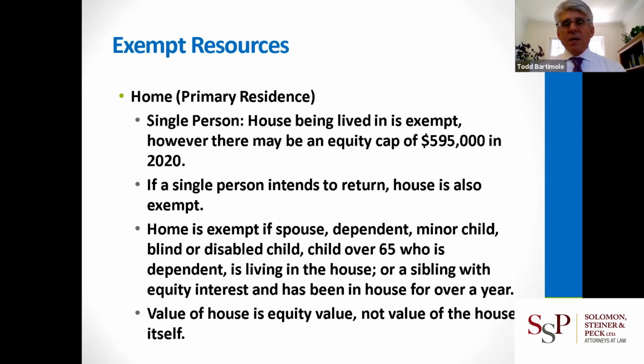So if you're married or you have a dependent, minor child, a blind or disabled child, a child over 65 who's dependent living in the house, that house is also exempt. So you may have to argue with the department about whether the rule fits your circumstance, but if it does, that house is exempt. Medicaid cannot make you sell it. Let's see, the value is the equity. I already said that. So generally the house is fairly well protected.